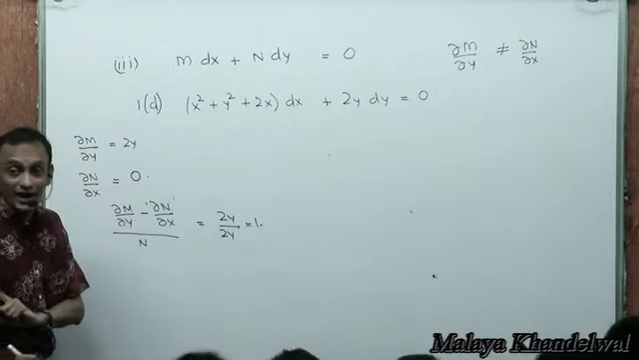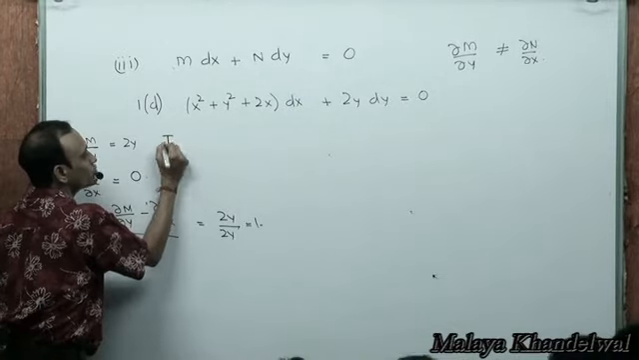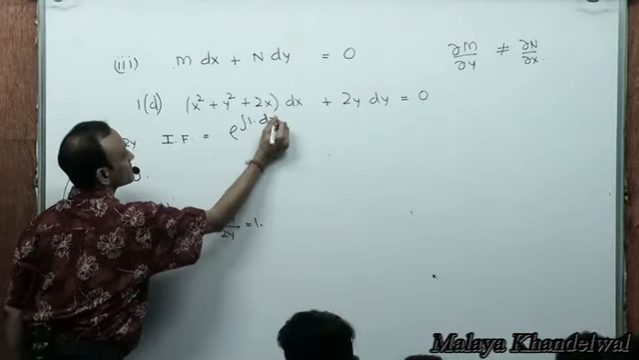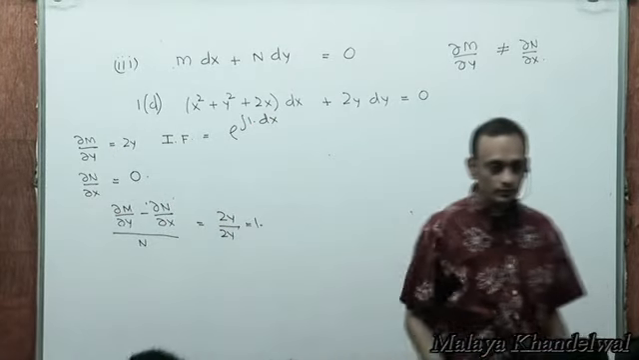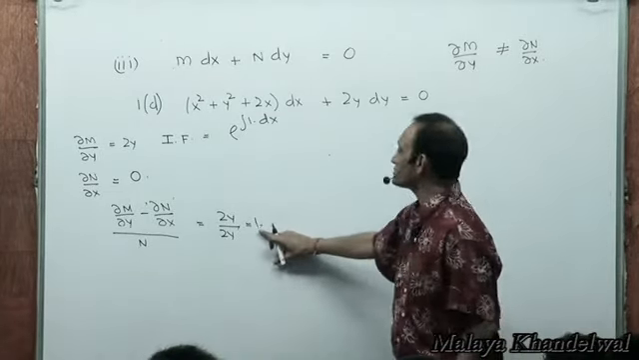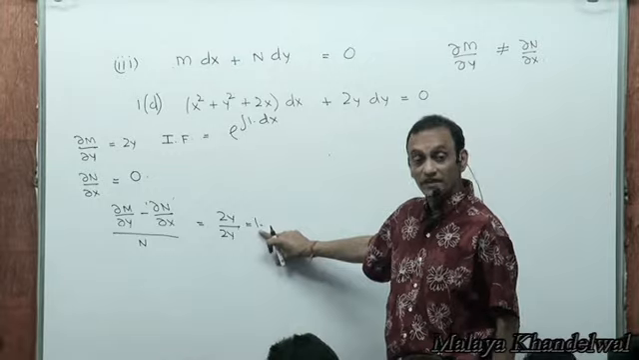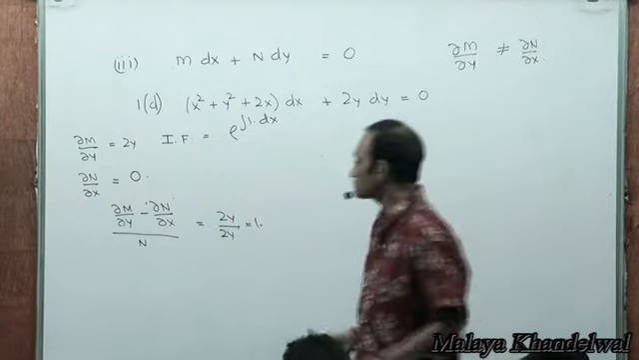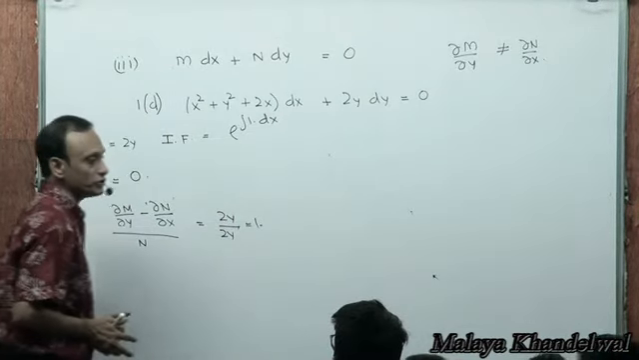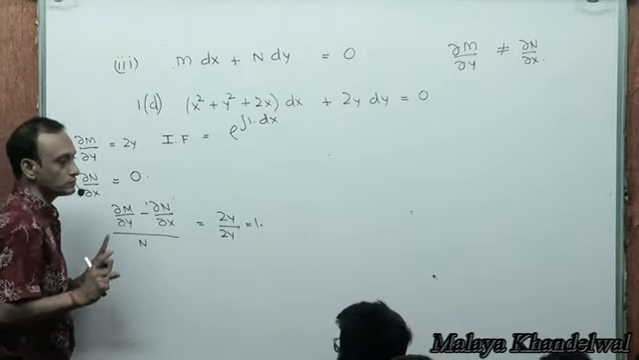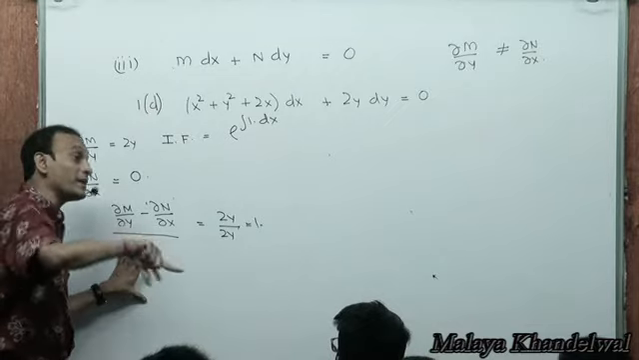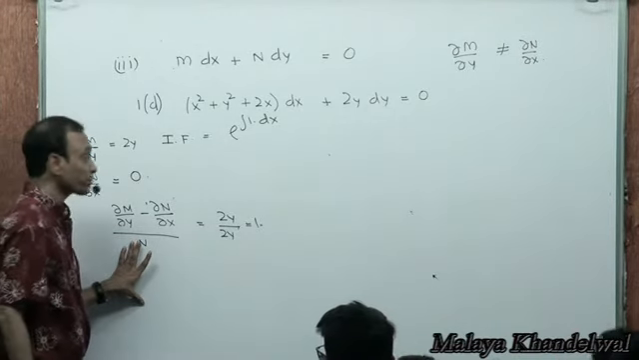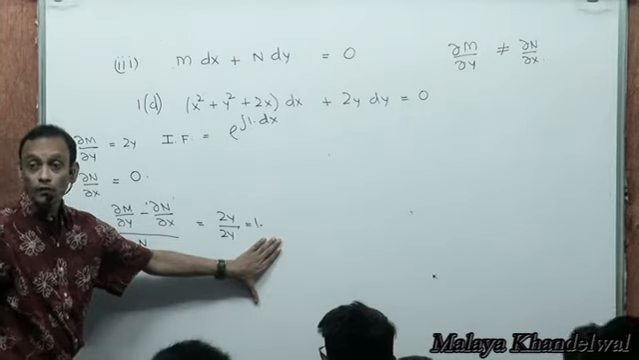And if it is independent of y, then my integrating factor is going to be e power integral f(x) dx. f(x) is 1 in this case. f(x) dx, dude, dx. No, you can't use f(y) dy. Then I have to divide by M. Right? So it's independent of y.